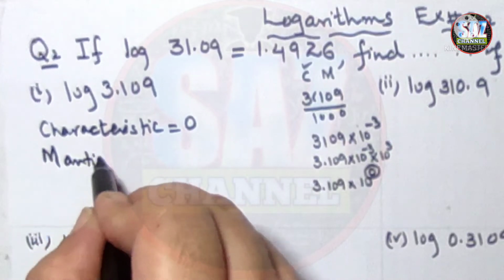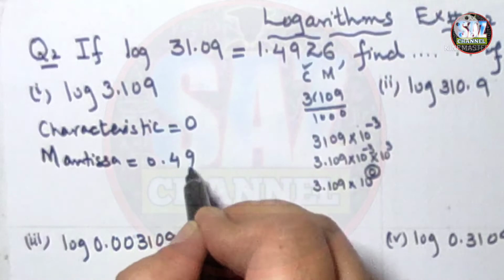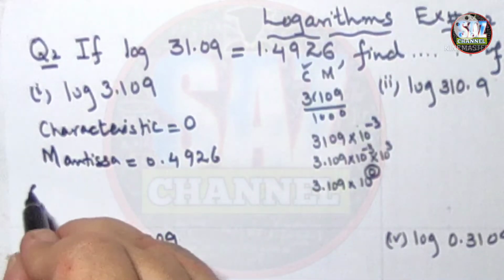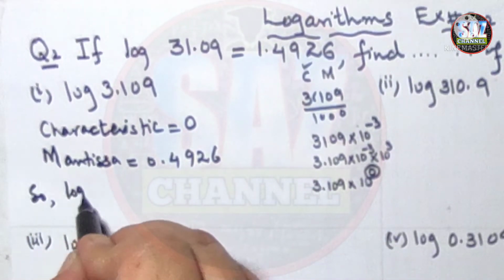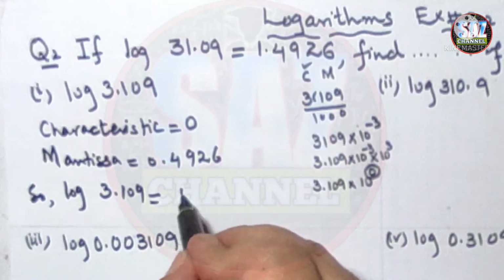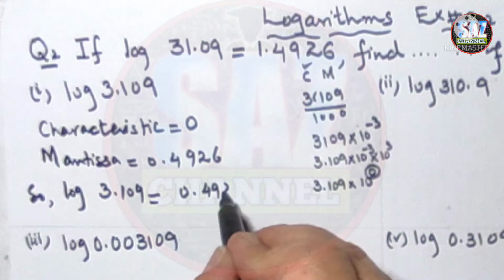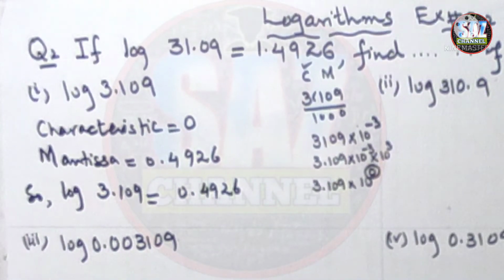The characteristic is 0, and mantissa, we already know what that is, children. Mantissa is given in the question, 0.4926. So the log of 3.109 will be equal to 0.4926. Very easy questions, and according to your board examination they are also important.